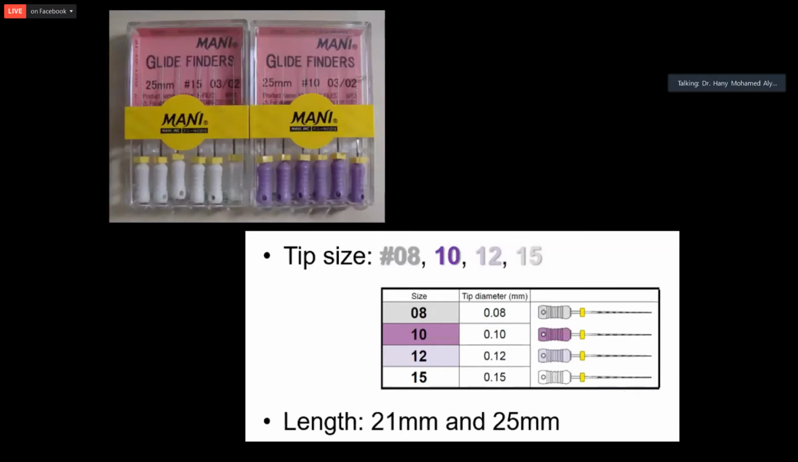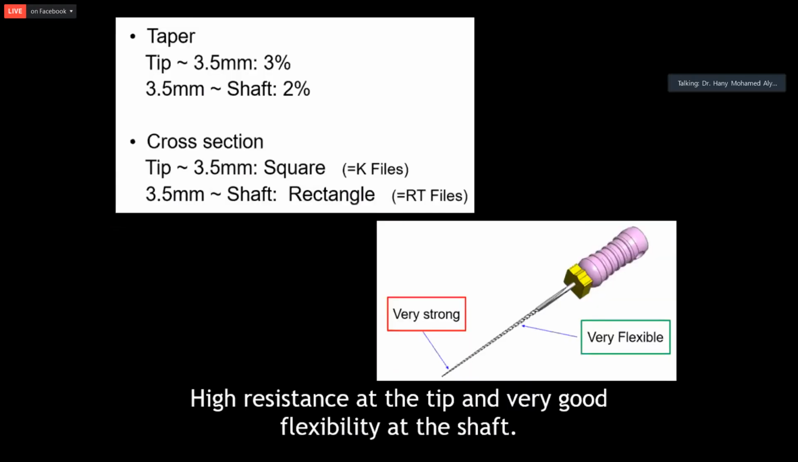The glide finder files are available in different sizes, 8, 10, 12, and 15. And the difference between D-finders and glide finders is that the glide finders have a different taper, in which at the tip size the taper is 3% till 3.5 mm, and from 3.5 mm till the shaft has a taper of 2%.